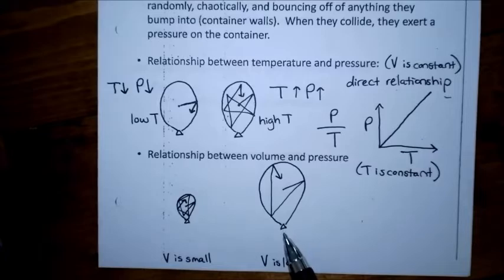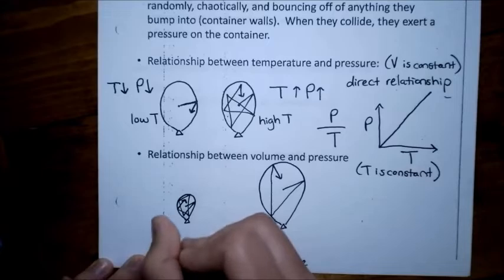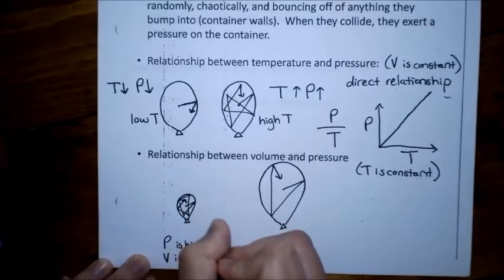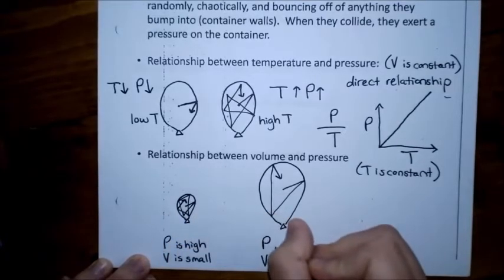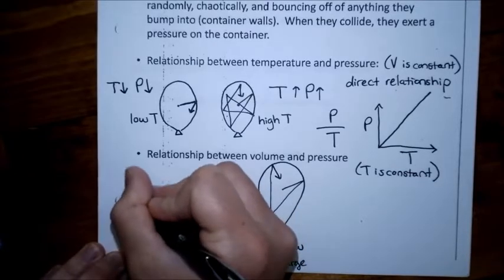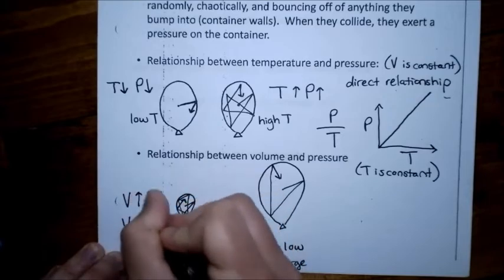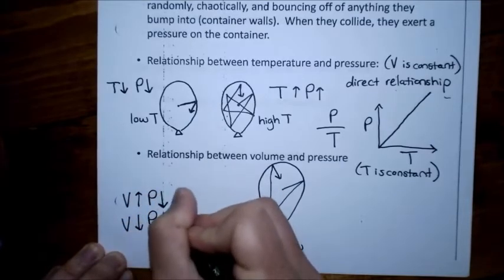So once again, if pressure is measured by how many times those molecules are hitting the walls of their container, how much force they're exerting on the walls of their container, we would say that in this balloon, pressure is high. And in the big balloon, pressure is low. So this is actually an inverse relationship. As V increases, P decreases. And as V decreases, P increases.